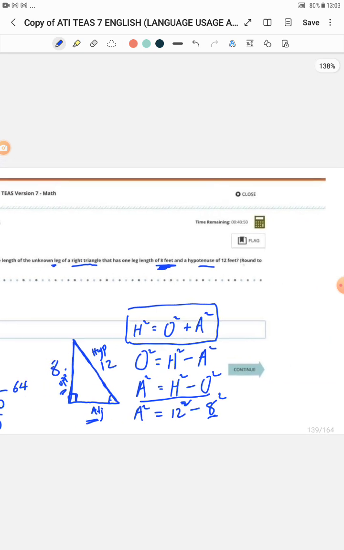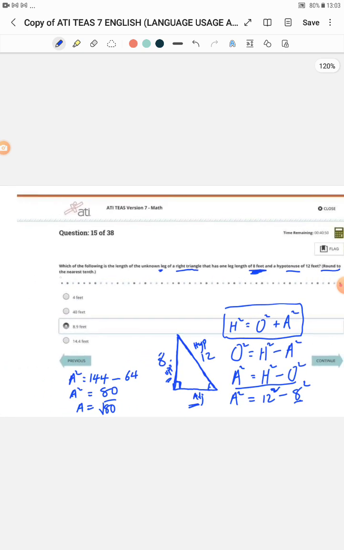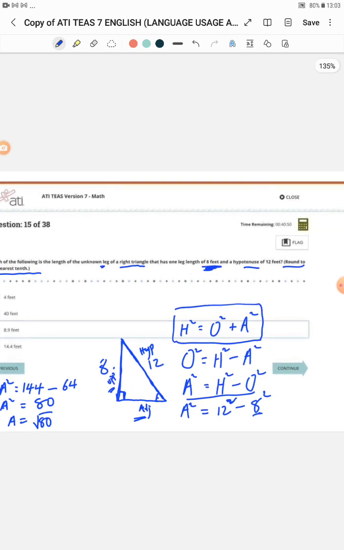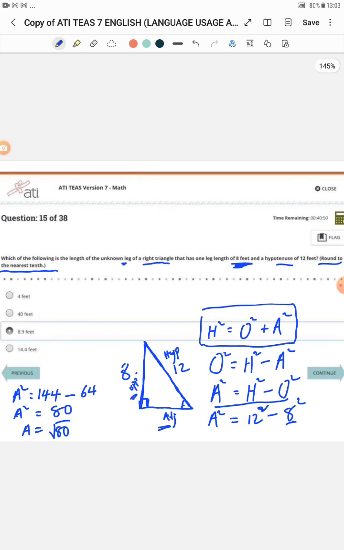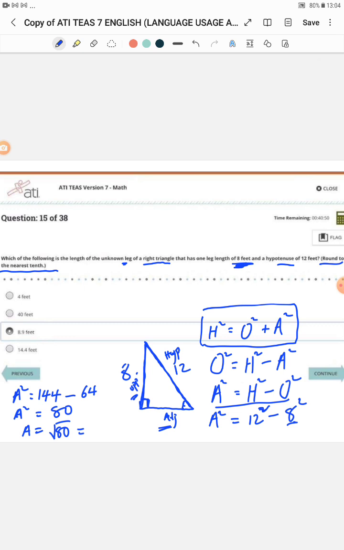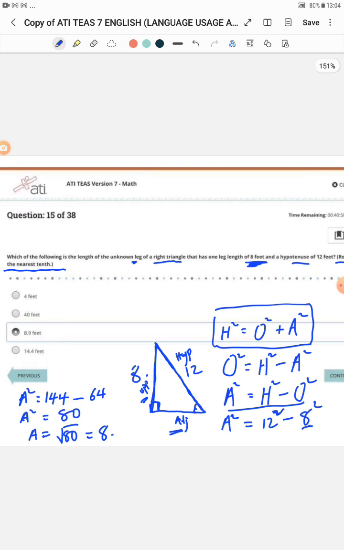What they ask is that we round to the nearest tenth. If you want to find the square root of 80 and you don't have your calculator with you, you can find the nearest perfect square. We know that 64 is the perfect square before 80, because the square root of 64 is 8. So in your calculator, you are very sure that the answer will be 8 point something. The square root of 81 is 9, and 80 is less than 81, so your answer will not reach 9, but will be 8 point something.